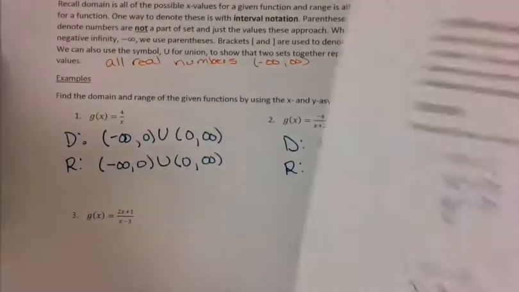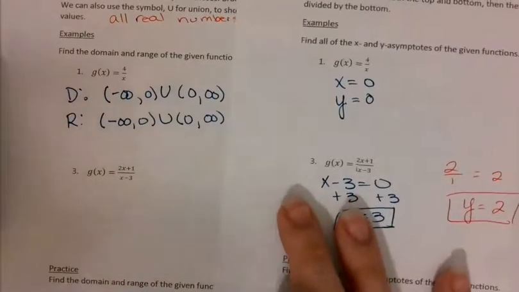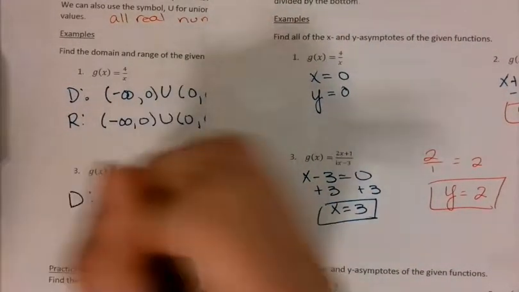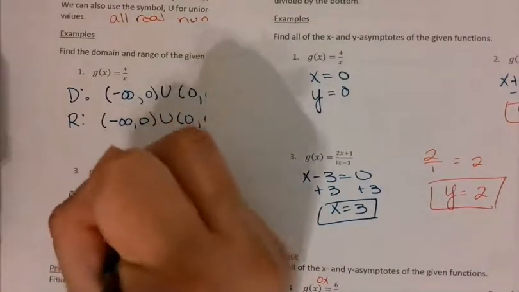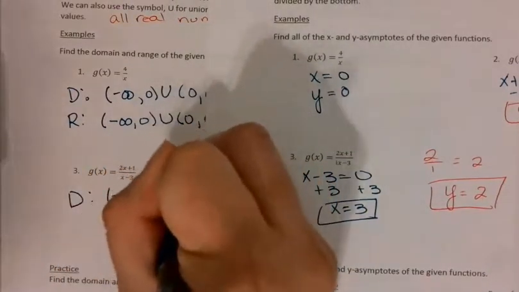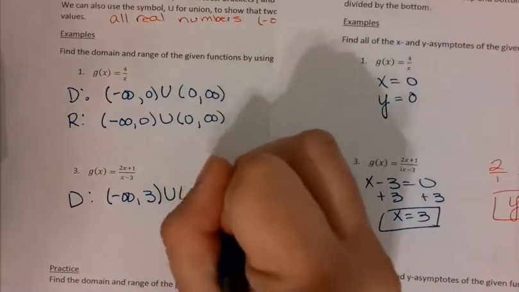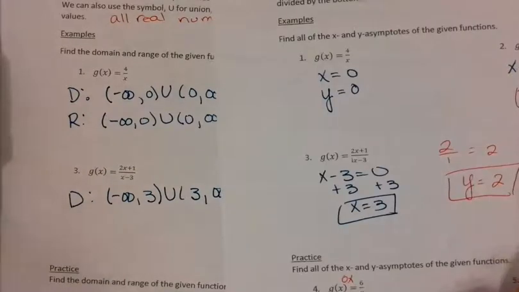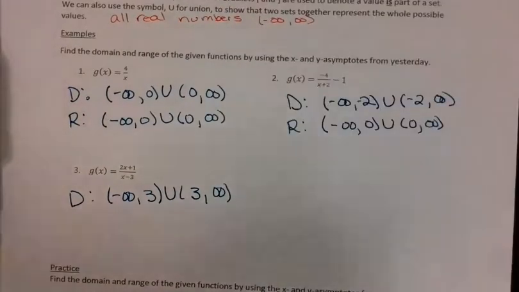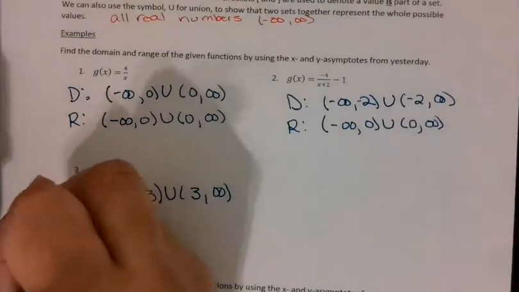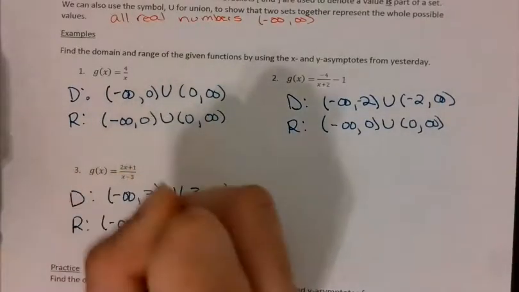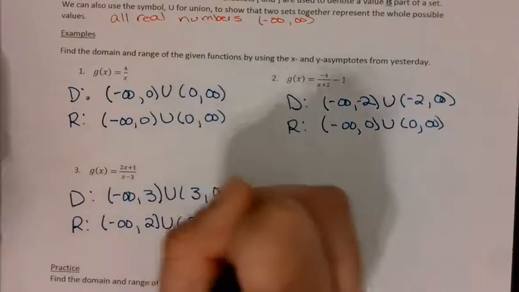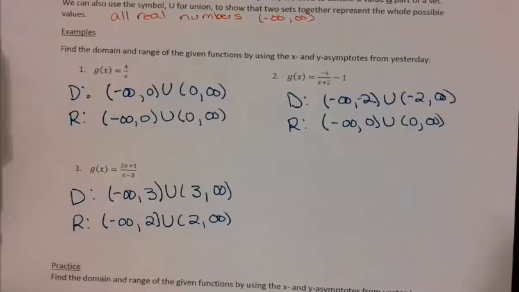Same thing for number 3. So I want to take my asymptote values from yesterday. So this one, it's going to break at 3. So it's going to go from negative infinity to 3, unioned with 3 to positive infinity. And then same thing for range, except it breaks at 2. So I have range is negative infinity to 2, unioned with 2 to positive infinity.